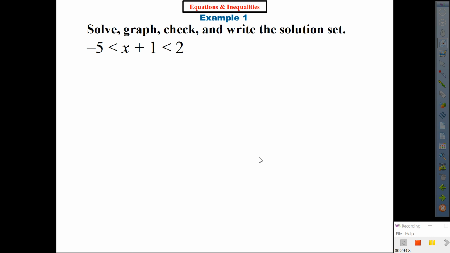Copy this one, please, example 1. You don't have to copy the instructions. Basically, all it's saying is going through all the process, but copy -5 less than x plus 1 less than 2. -5 less than x plus 1 less than 2. Just copy that, and I'm going to go over it really quick, and I'll ask you to copy right out.